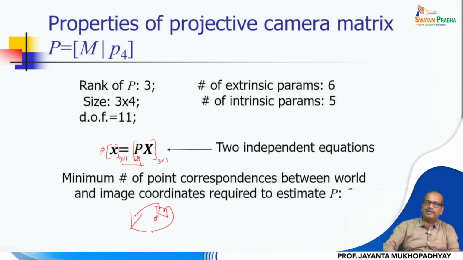So, as we have said already, there are 11 independent parameters and 2 independent equations per correspondence. So the minimum number of point correspondences required would be 6. You get an overdetermined set of equations, because with 6 point correspondences you get 12 equations and there are 11 unknowns. So, let us consider this problem of estimation further with this kind of approach.